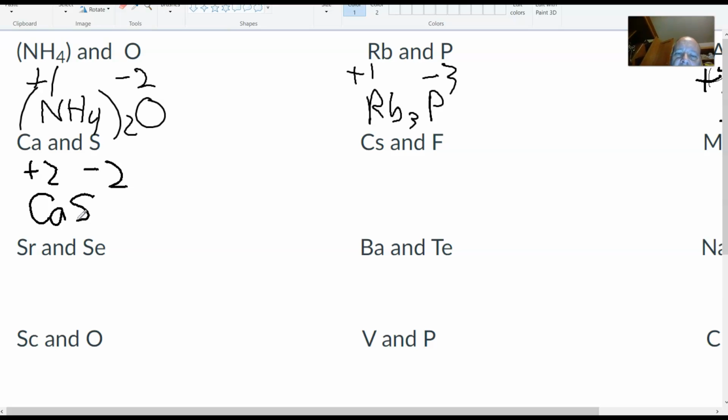Cesium and fluorine. Cesium is in column 1A, so it's going to have a +1 charge. Fluorine's in column 7A, which means it's going to have a -1 charge. I can just subtract 8 from 7 and get -1, right? Or I can remember that anything in 7A has 7 valence electrons, and I need 1 more to fill that spot. Again, I have the same number of charges here, so all I have to do is say I need 1 cesium and 1 fluorine, and the charges balance.